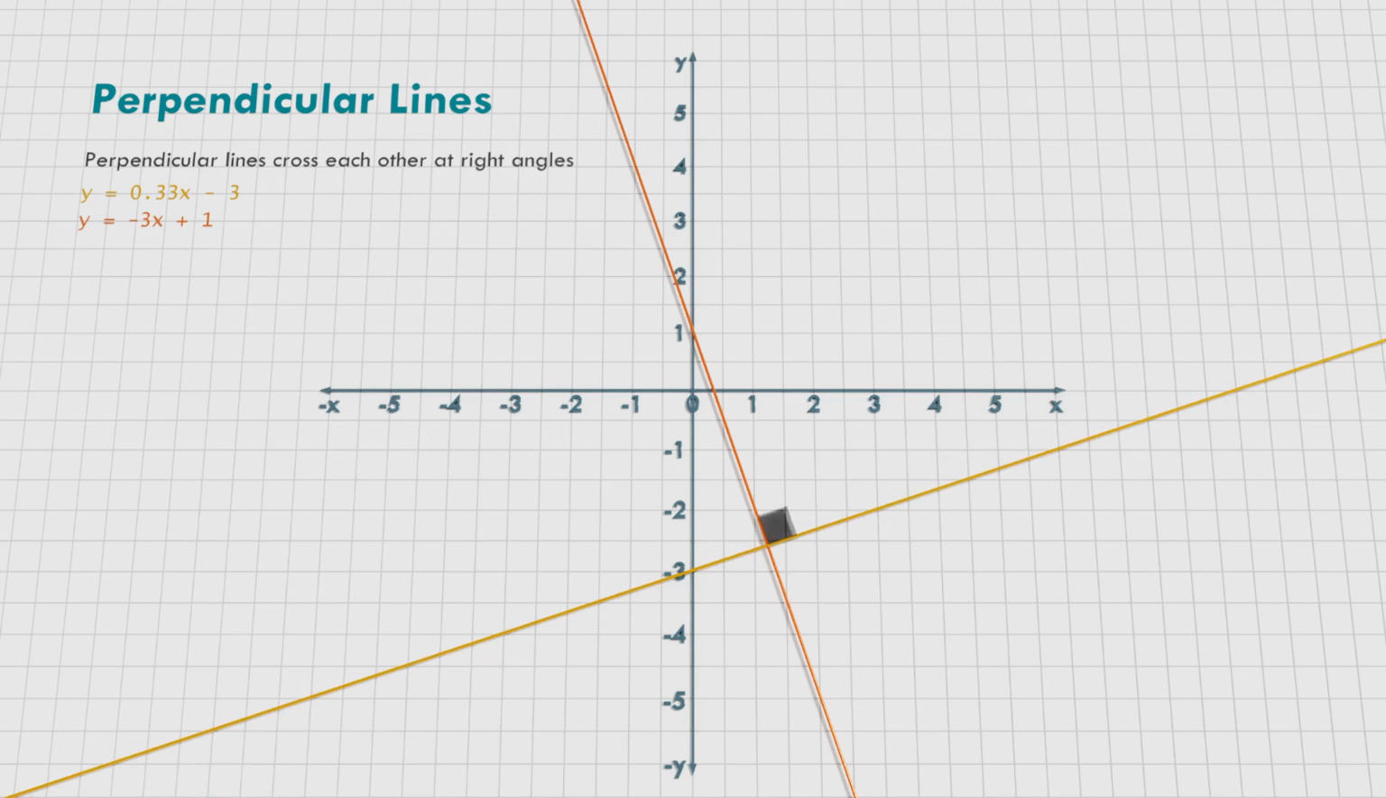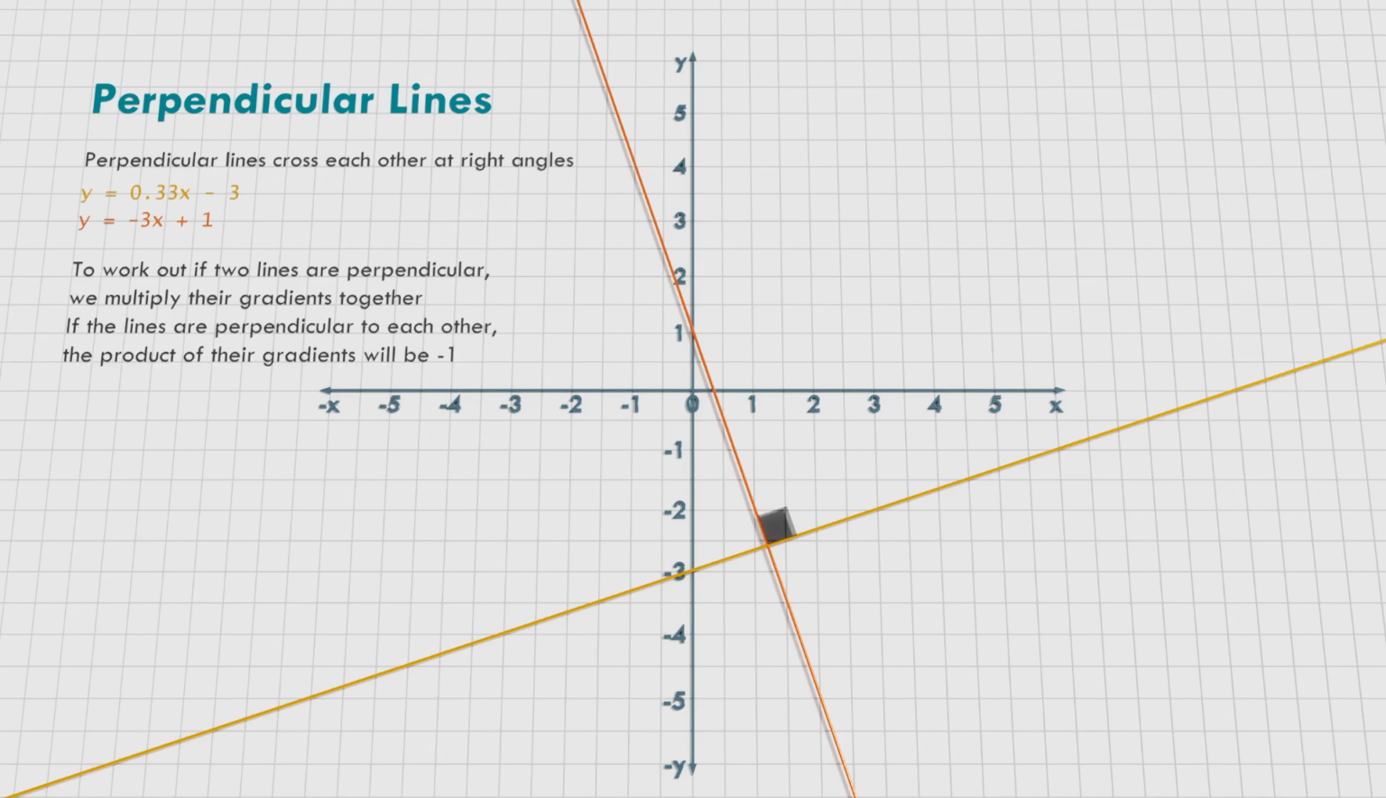Perpendicular lines cross each other at right angles. To work out if two lines are perpendicular, we multiply their gradients together. If the lines are perpendicular to each other, the product of their gradients will be minus 1.